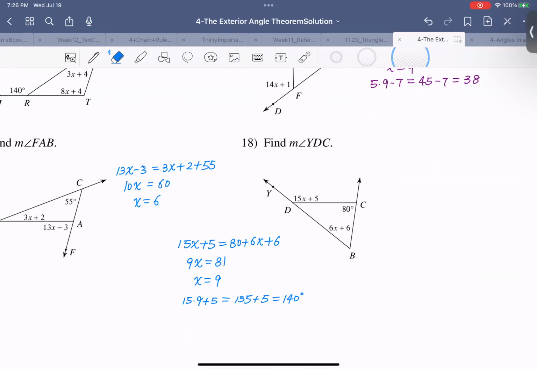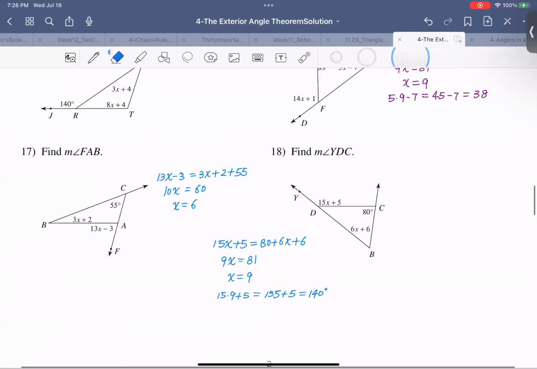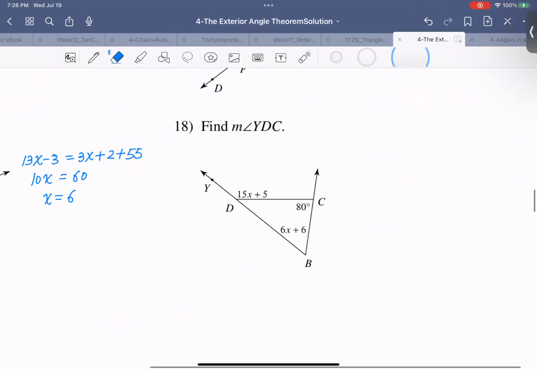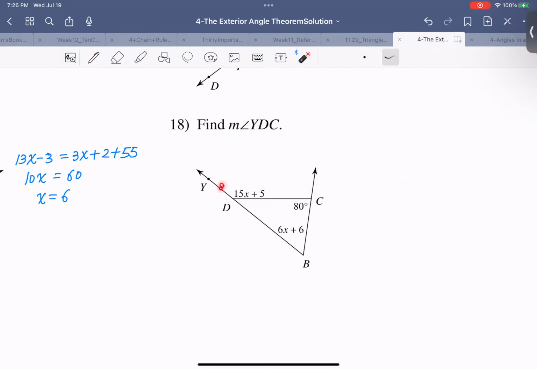Next one. Let's see. 18. Let's do number 18, please. So see here. That guy is this angle. Go ahead, please. Yeah, go ahead. That is the exterior angle, right? Look, that guy plus here is 180. This two guy plus here is also 180. So this equals to who? Yes.